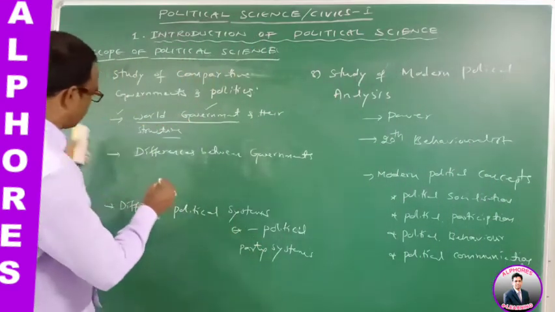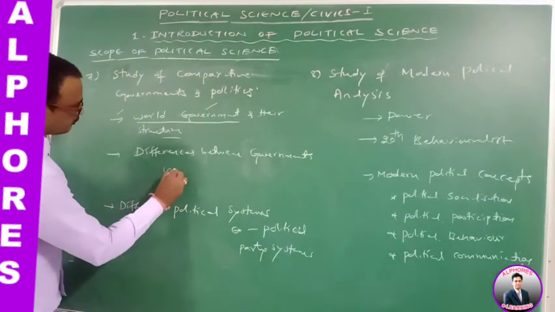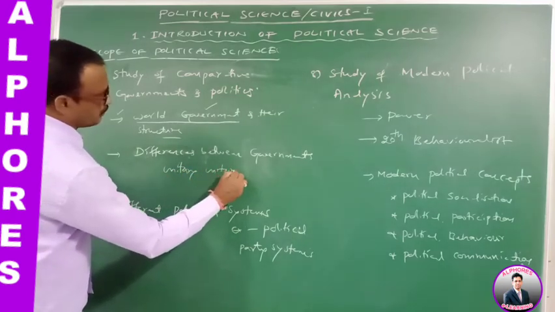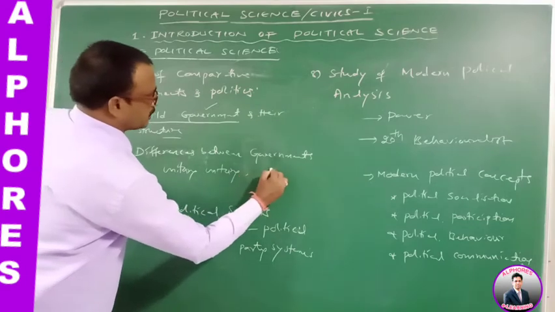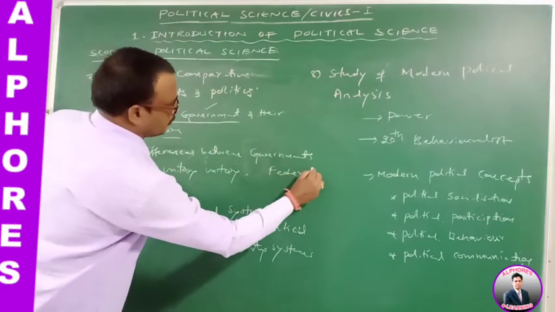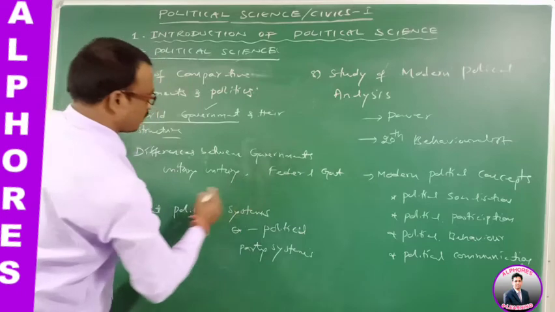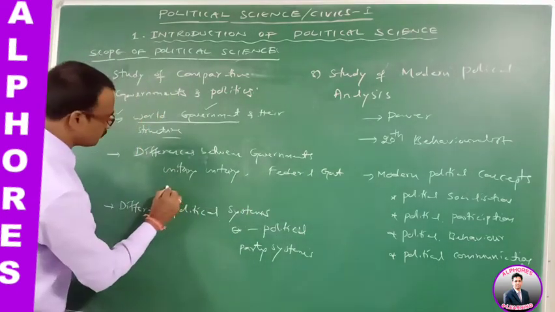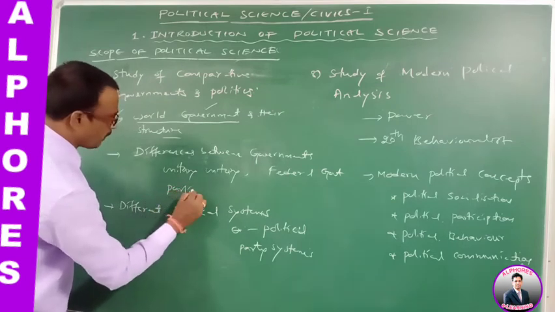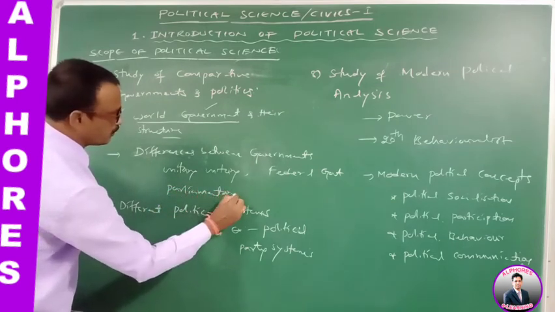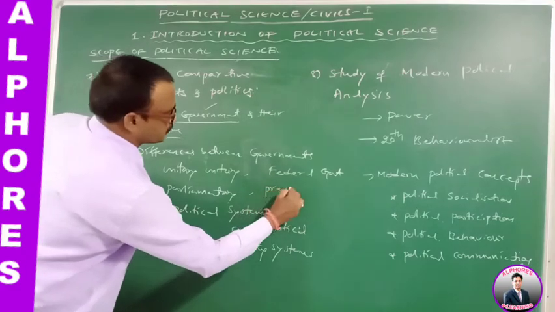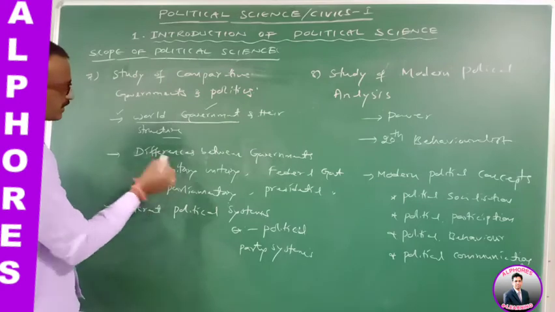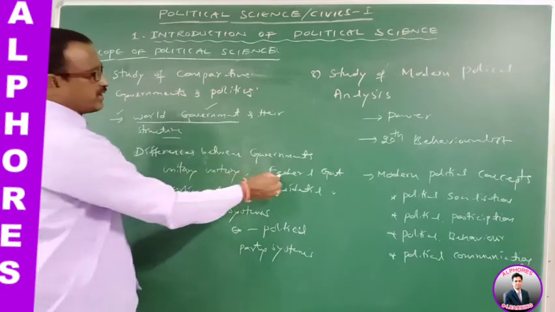For example, I am going to give one example, that is the differences between unitary government and federal government, then parliamentary government and presidential government. Now, what are the differences between the unitary government and federal government?